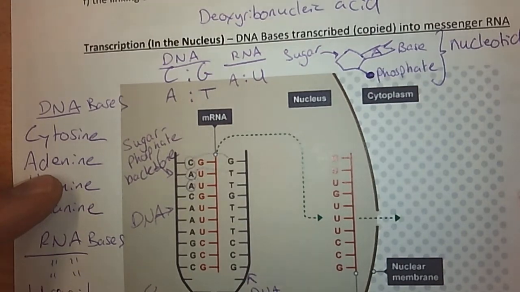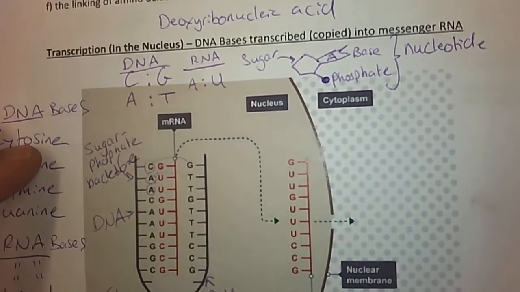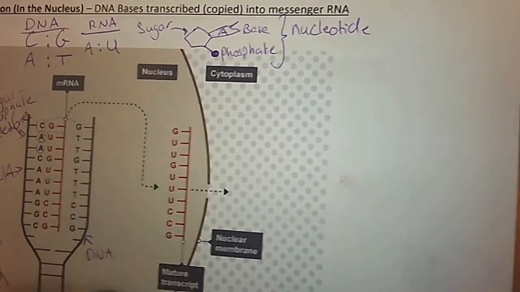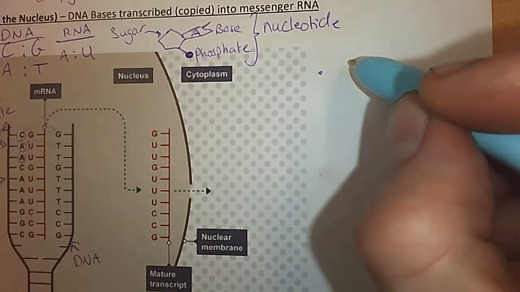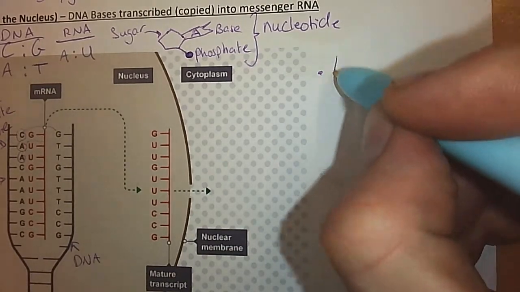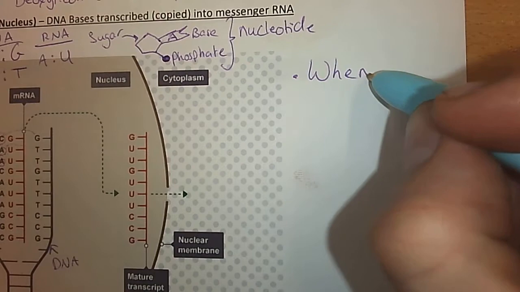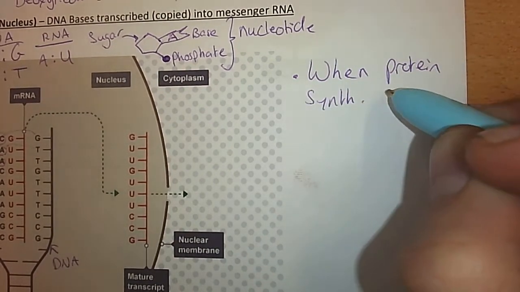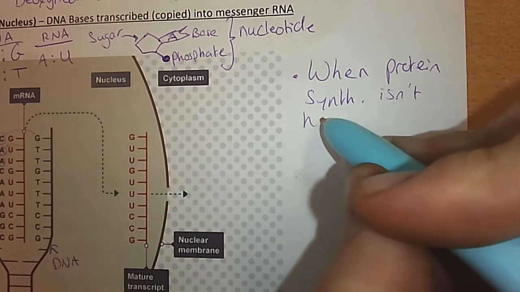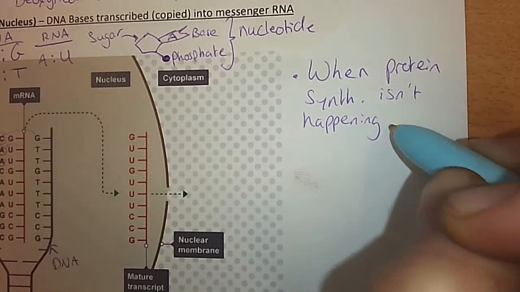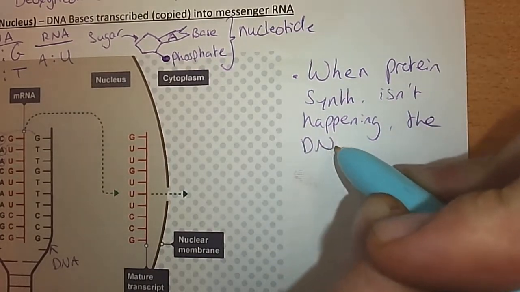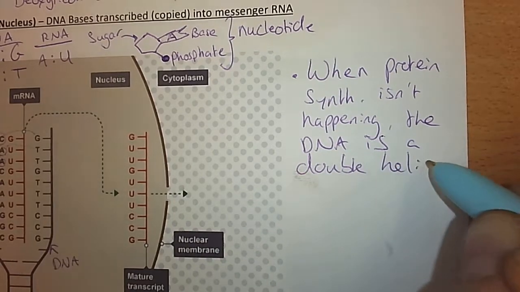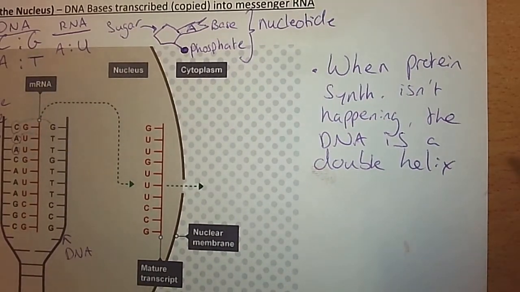Okay, so when transcription isn't happening, when the DNA is just sitting in its place as that blueprint, that template, it is a double helix. So, excuse me, when protein synthesis isn't happening, the DNA is a double helix, that shape that we looked at before, two helixes around each other.